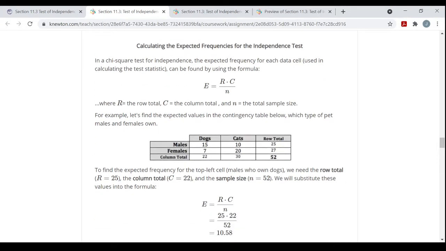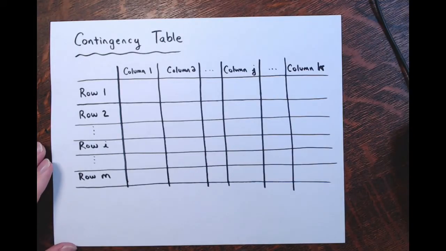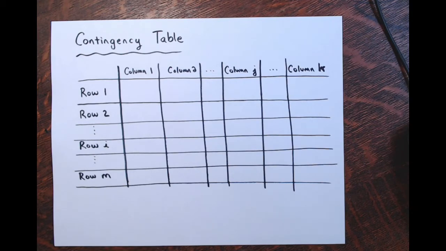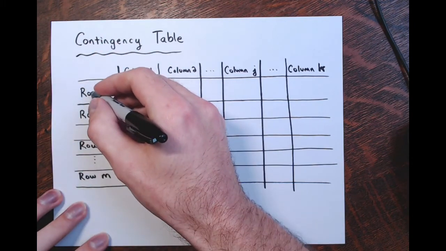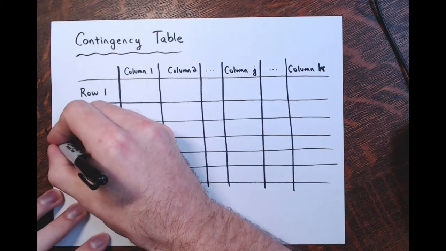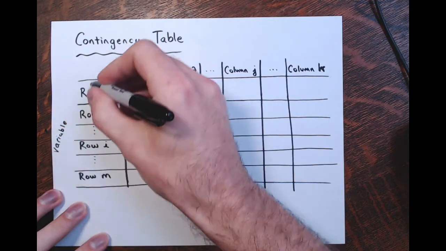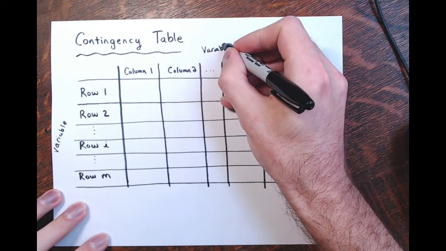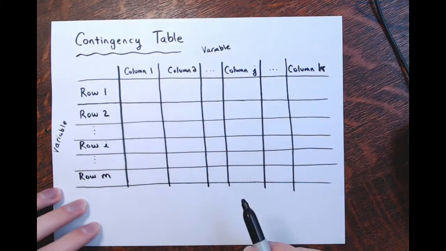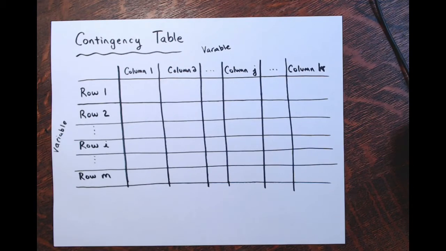They give me an example here, which I'll write out on paper to show you where this expected count formula is coming from. Here's what the general contingency table looks like. You're going to have categories of a certain variable, one variable over here, broken up into different categories, and another variable represented by these columns. So you have a row variable and a column variable.